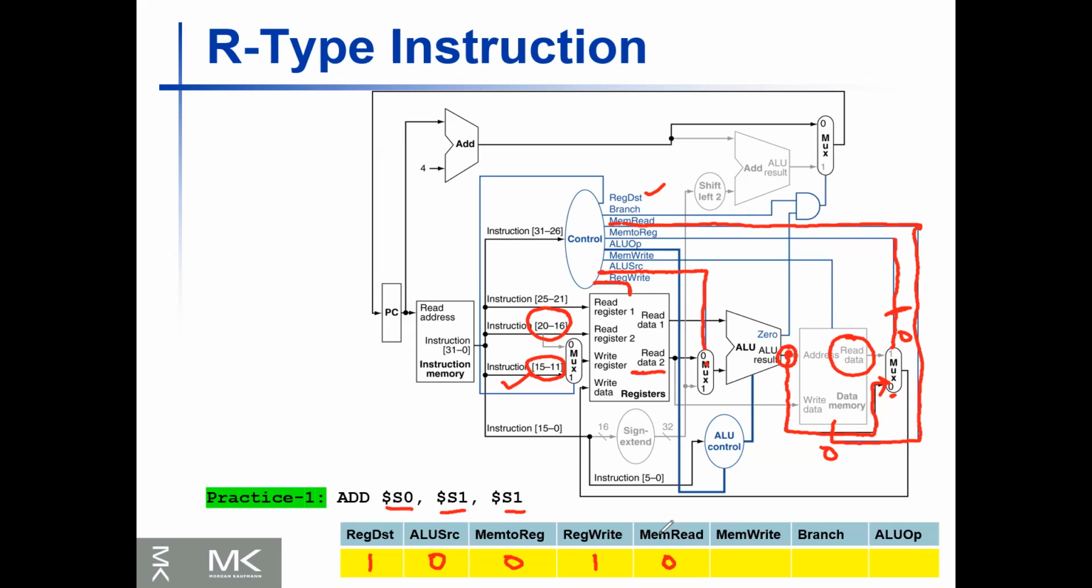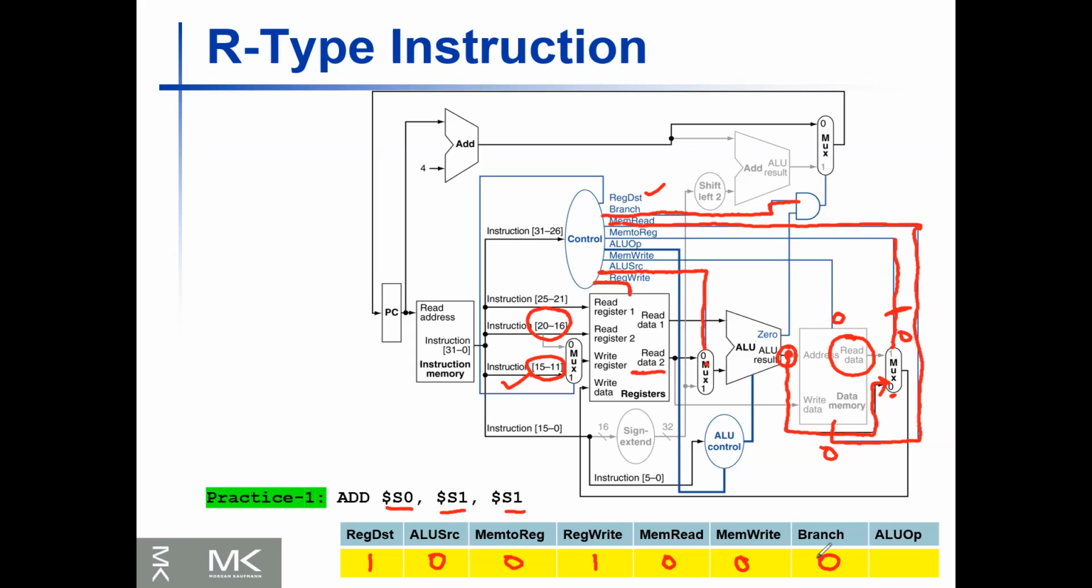Okay, what about the next one? Memory write. We are also not writing the memory, so 0. Branch is very simple, girls. Is this a branch type? No, so it will be 0. It will only be 1 whenever you have BEQ or BNE.